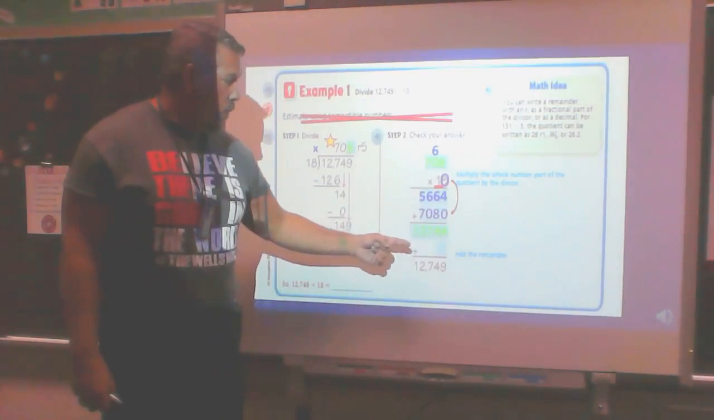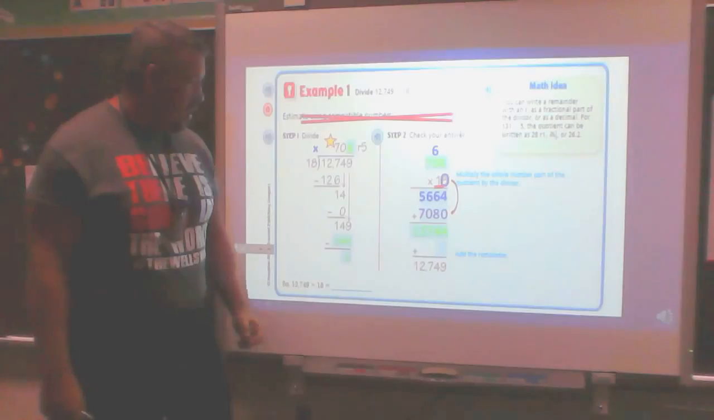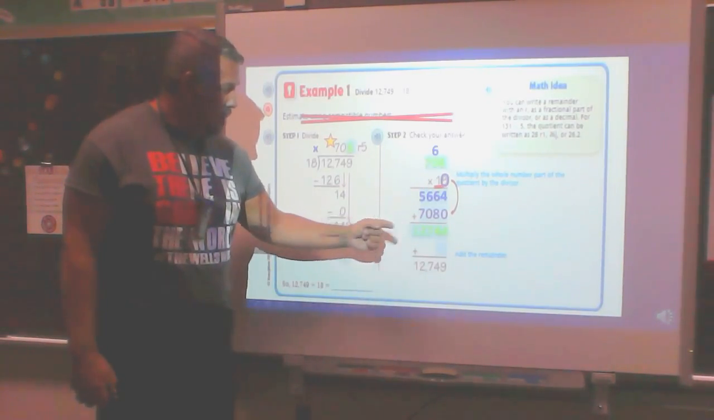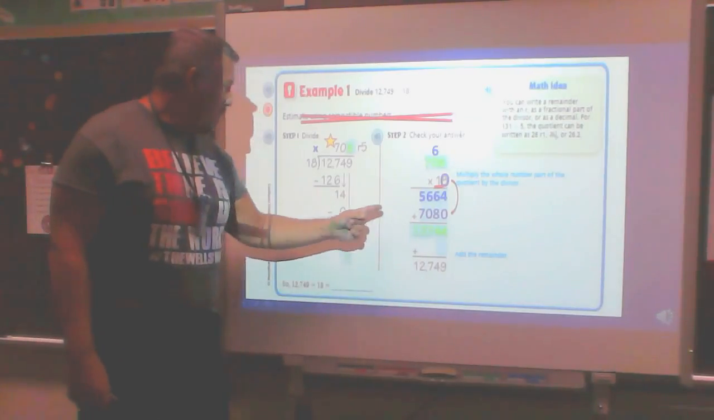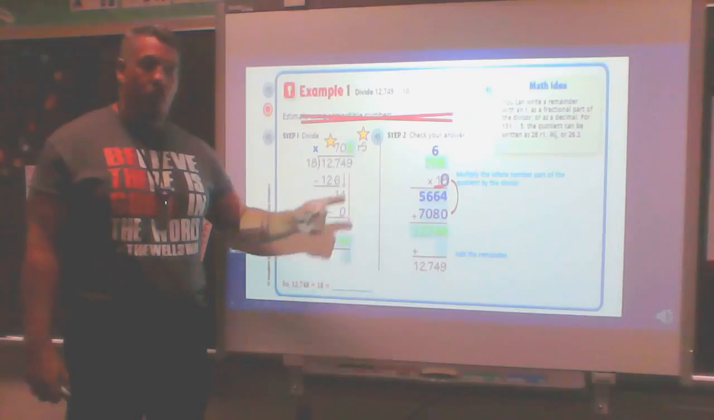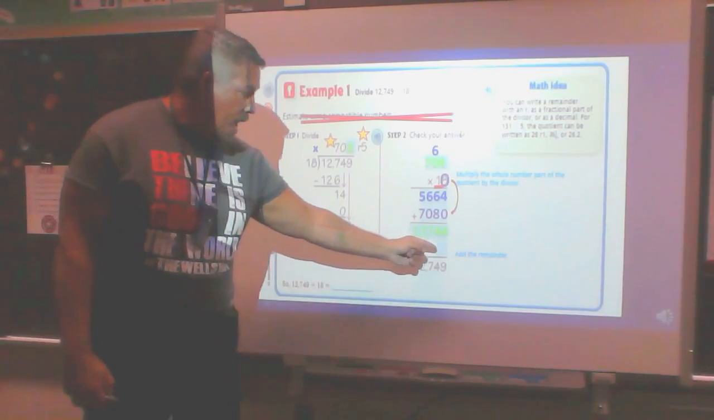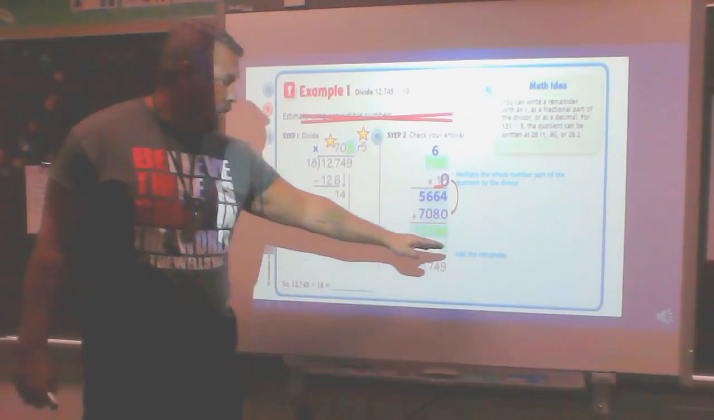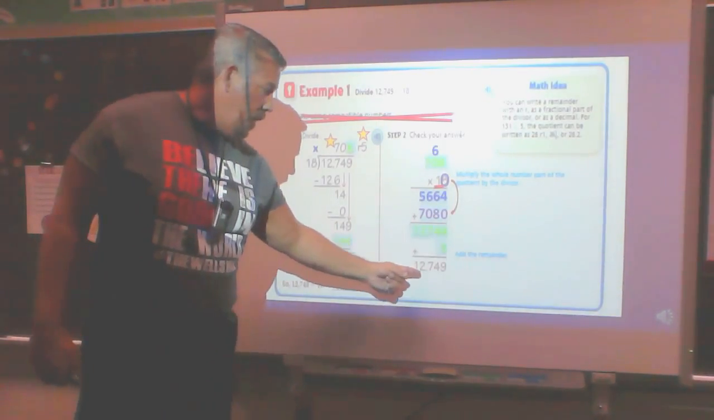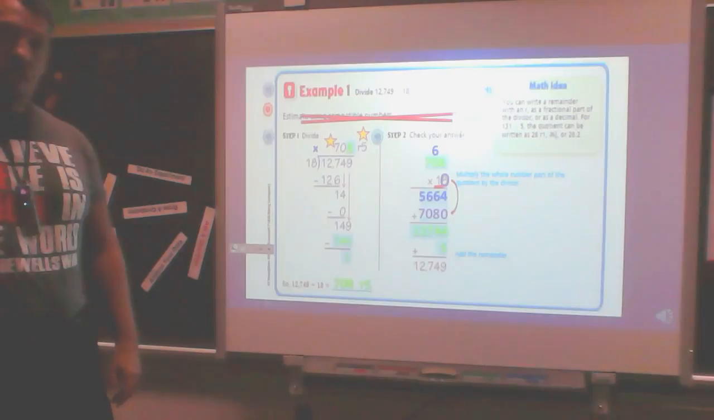4 and 0 is 4, 6 and 8 is 14, carry my 1, 6 and 1 is 7, and 7 and 5 is 12. That doesn't give me the answer I started with. Well, I have to remember to go back, and I have a remainder of 5. So I'm going to add, that's what the add the remainder is telling me, so I'm going to add a 5 to it. And when I add a 5 to it, I do indeed get that answer that they're telling me.